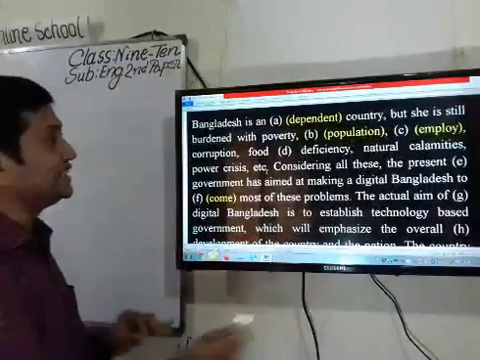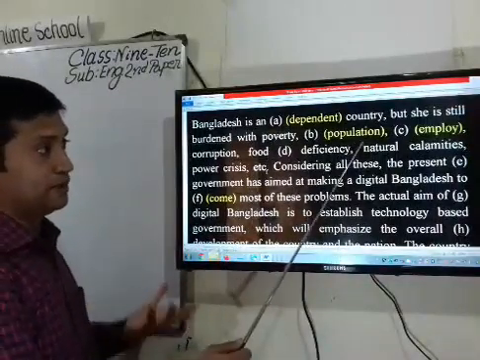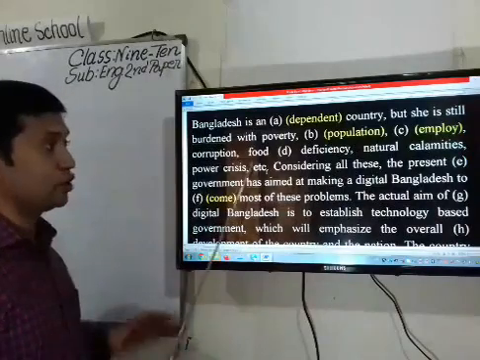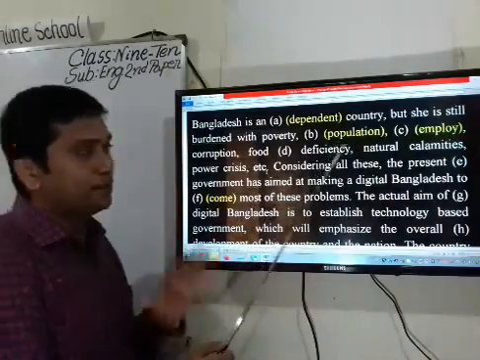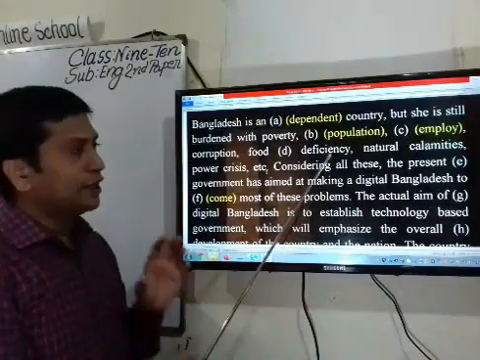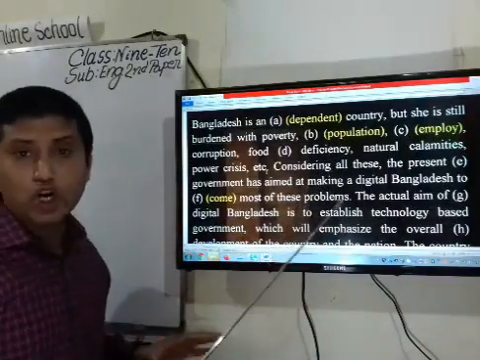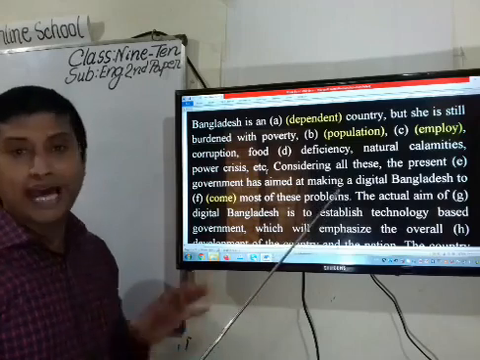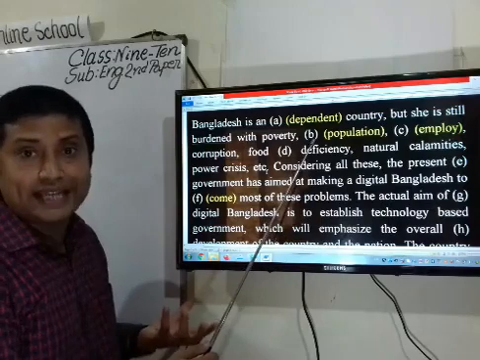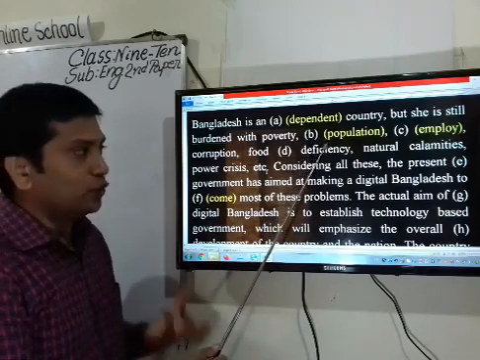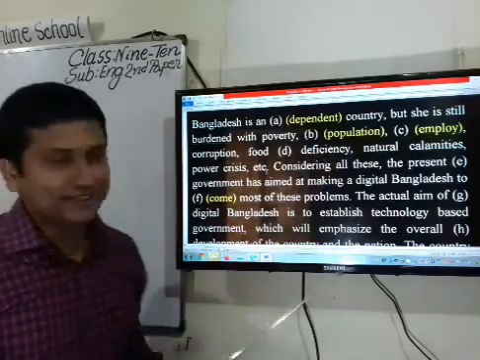Okay, but she is still burdened with poverty and population, employment, corruption. All of these are problems of a country. That means you need not population. Do you know the expected population in Bangladesh? Actually, no. We have too much population. So you can add a prefix here. Okay, try overpopulation. Great.